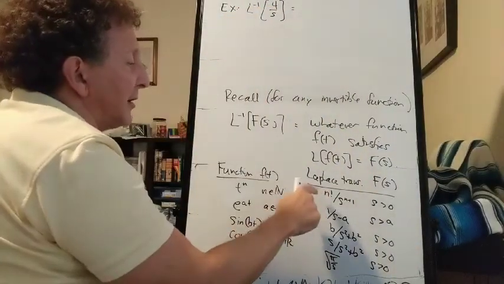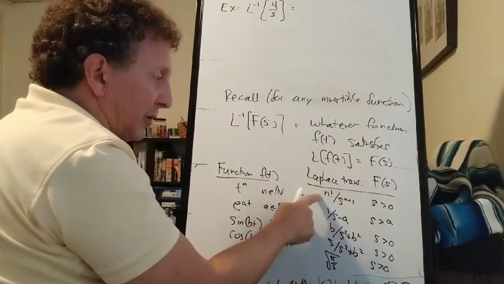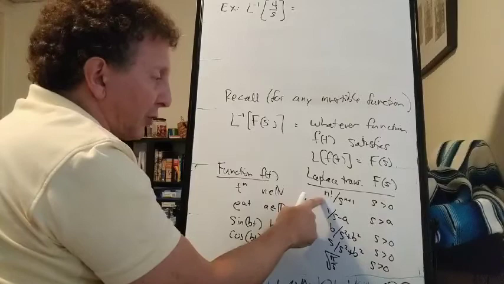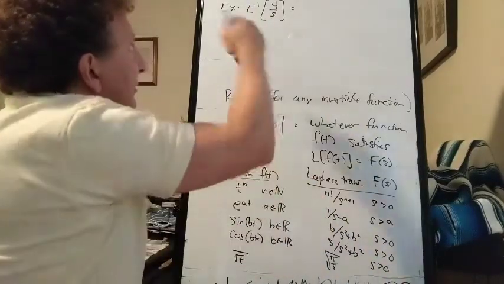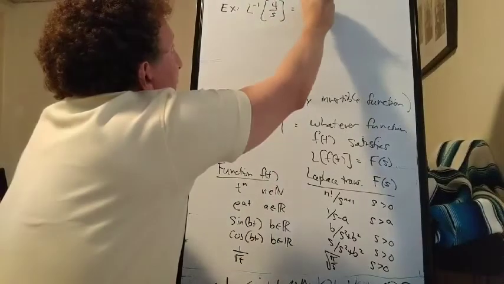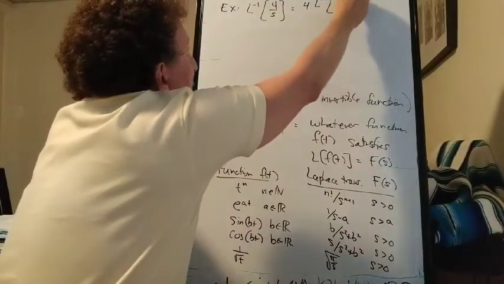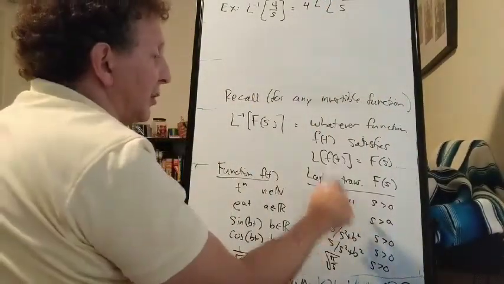I don't know if the number is going to, well, 4 is not going to be factorial of anything, because 0 factorial is 1, 1 factorial is 1, 2 factorial is 2, 3 factorial is 6. So 4 is not going to end up being the right factorial, so let's just take it out. 4 times inverse Laplace transform of 1 over s. I'll write this as 0 plus 1.